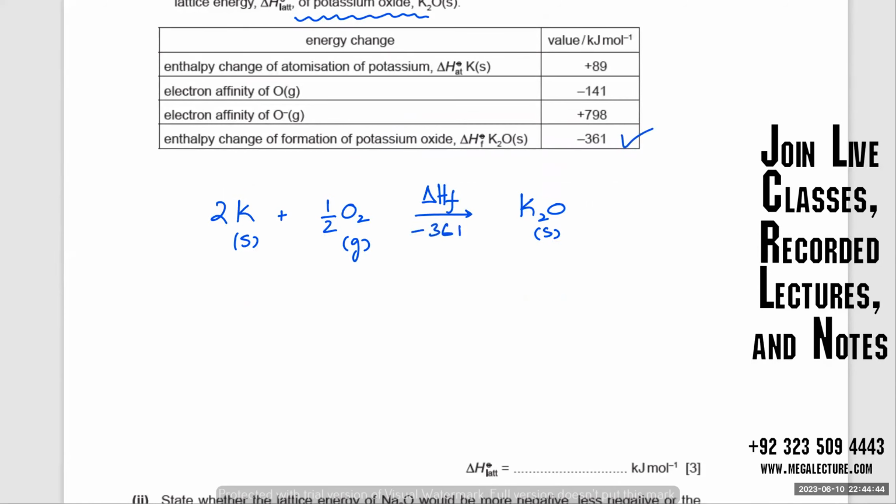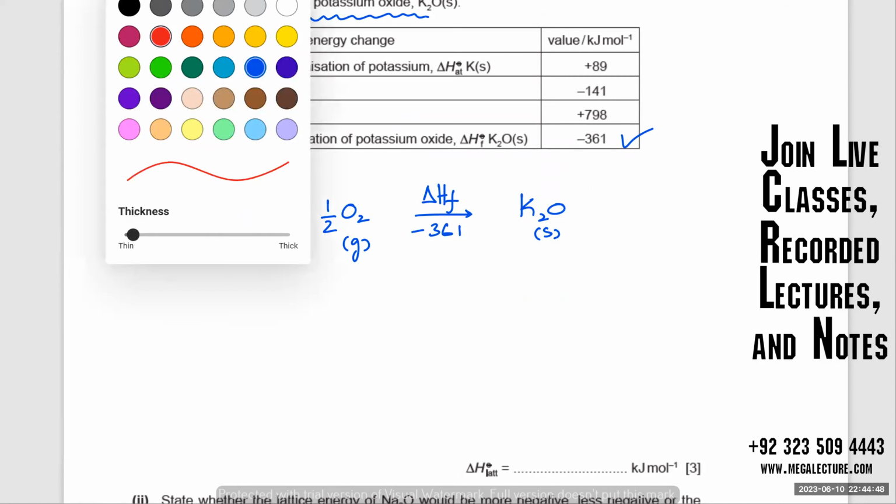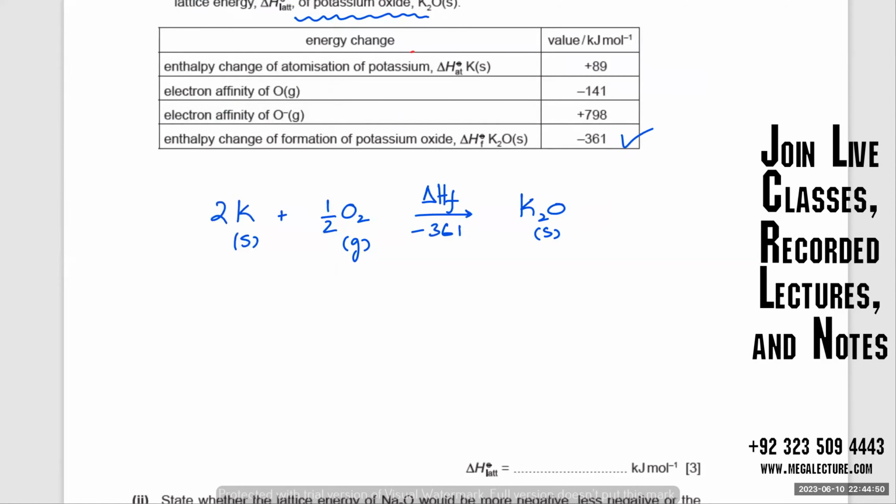Now I'm going to atomize, ionize, and then form the lattice. So we can quickly atomize it in one step. I want to turn the potassiums into potassium gaseous atoms, and the oxygen into oxygen gaseous atoms. The atomization of potassium is already given, that's plus 89, for 1 mole. So this is going to be plus 89 times 2. Is that clear?